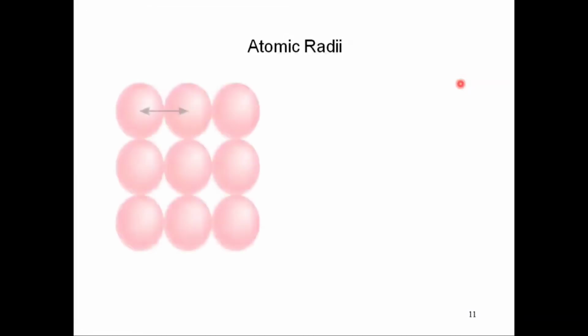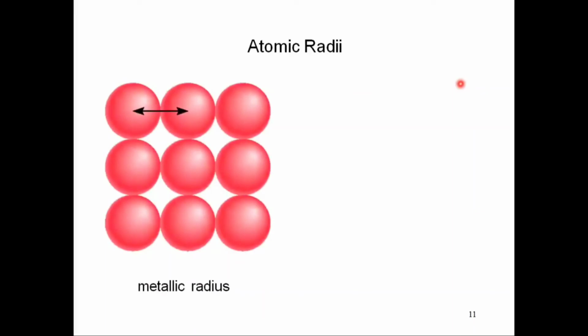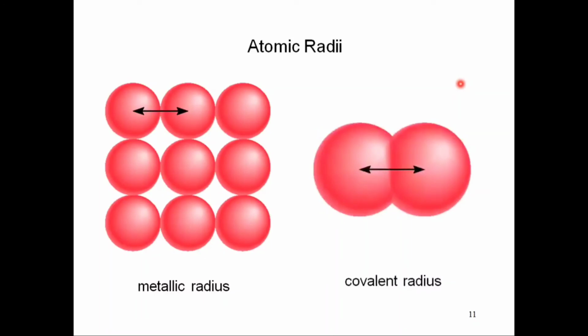Now comes the term atomic radii. What is atomic radii? Consider these atoms. This shows the metallic radius and this shows the covalent radius. You know that atomic radius is basically the size of the atom. You can say that the atomic radius of a chemical element is a measure of the size of its atom, usually the mean or typical distance from the center of the nucleus to the boundary of the surrounding shells of electrons.